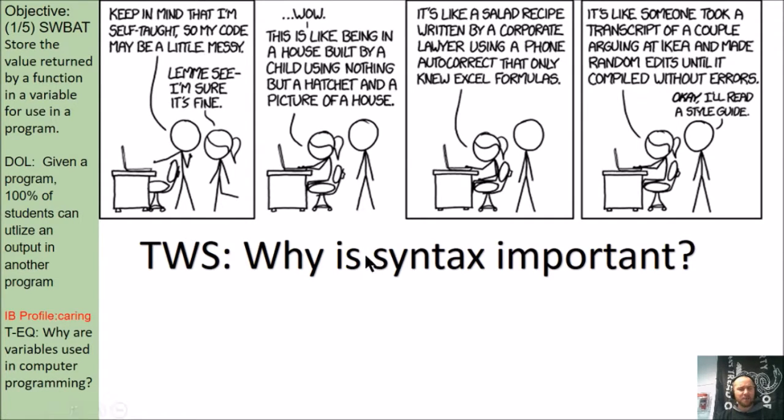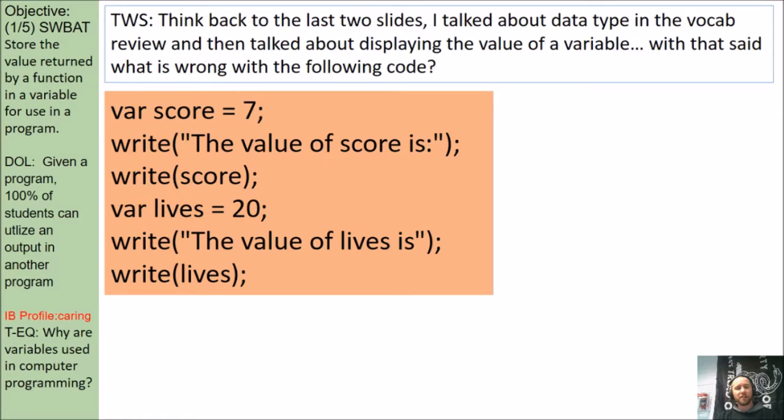So with that said, I want you to reflect here on coding, programming in general. Why is syntax important? So another think, write, share. Think back to the last two slides. I talked about data type in the vocab review, and then I talked about displaying the value of a variable. With that said, what is wrong with the following code?